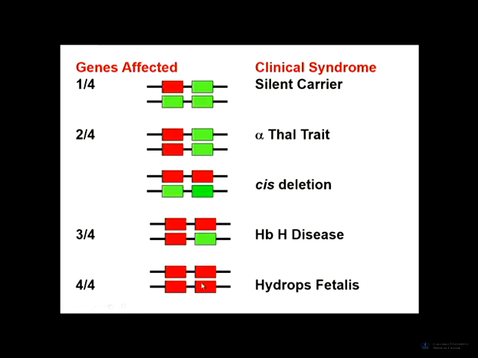On the other hand, if you have all 4 genes missing, this is incompatible with life. Remember, you need the alpha gene very early in utero development in order to pair with the gamma chains. So if you're not making any alpha, you start having damage to the fetus very, very early in gestation. So hydrops fetalis usually results in miscarriage during the 2nd or 3rd trimester.